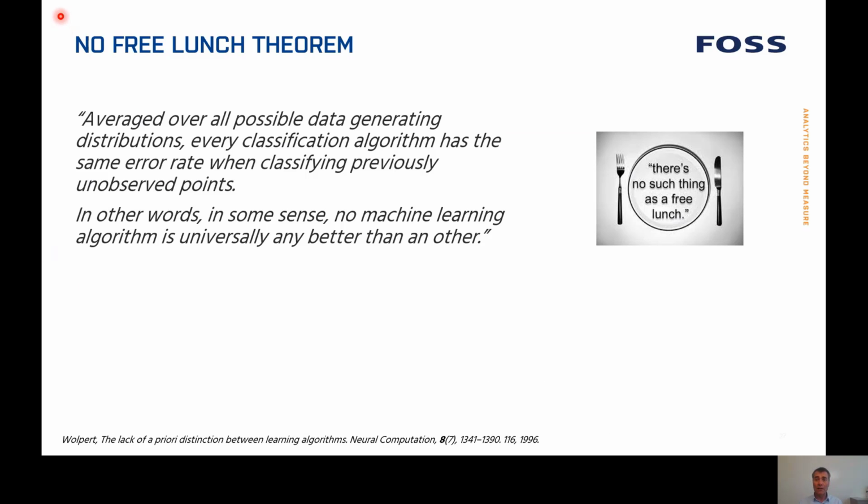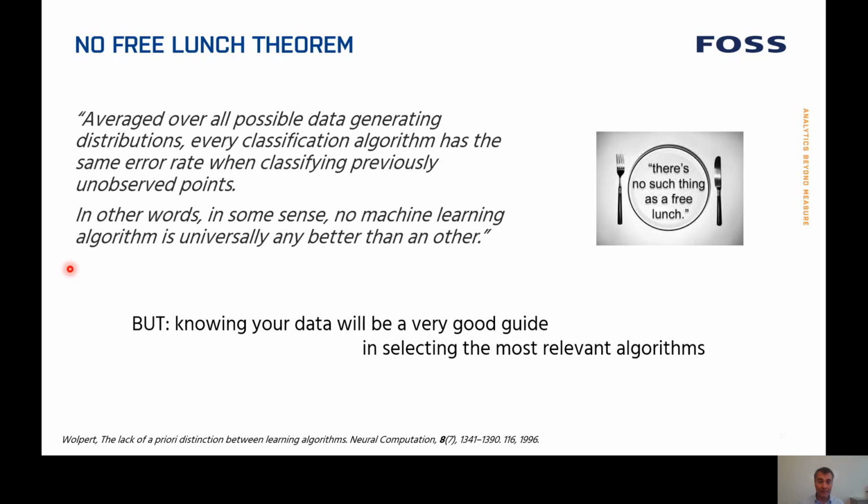There is the thing called the no free lunch theorem. Averaged over all possible data generating distributions, and that's many, every classification algorithm has the same error rate when classifying previously unobserved points. In other words, in some sense, no machine learning algorithm is universally better than another. And that's why it's good to be a data scientist, but it also gives a lot of problems, of course, because you have to benchmark all the time.